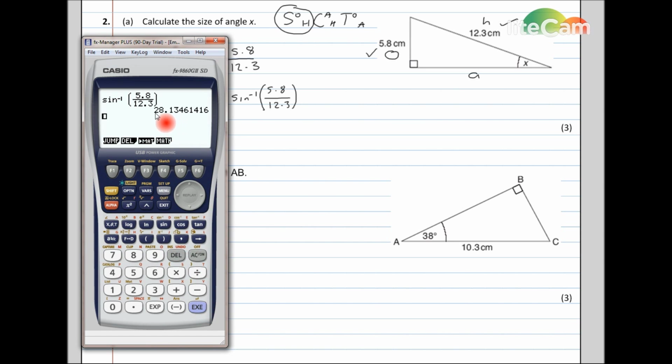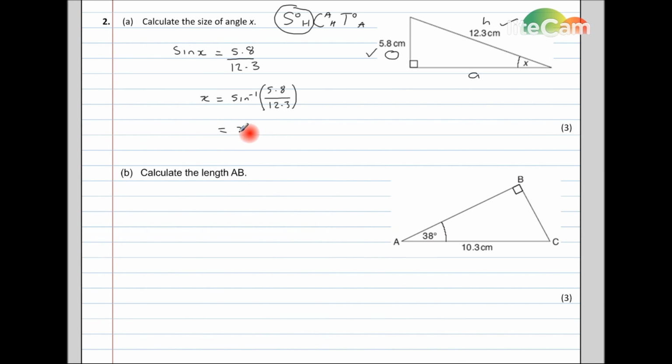And that gives us 28.1 degrees. Question B says calculate the length AB. So that's the length from A to B, so we'll call that X. So we've got another right angled triangle, and we know one side, one angle, and we're trying to find this side here. So we'll label everything up.